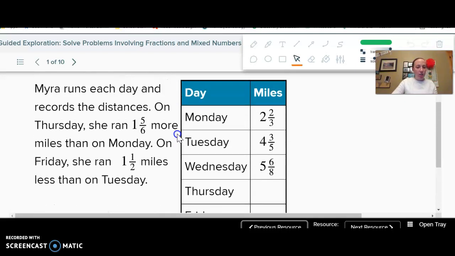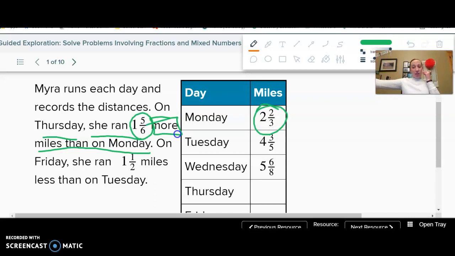So let's look at Thursday first. We can see, okay, on Thursday, she ran 1 5/6 more miles than on Monday. So we're taking Monday's, and she ran more than that. So we're taking this and we're adding it to this. So I thought about what it meant. She took how much on Monday and then added more. So we are doing 2 2/3 plus 1 5/6.